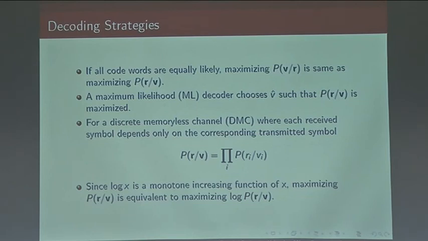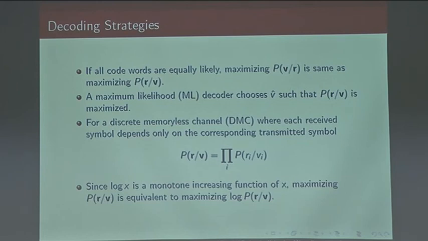Now, again, just to make it a little easier to deal with, I always like to avoid products if you can. If you take the log of this, you can replace the log of the product with the sum of the logs, so it becomes a sum rather than a product. It's an implementation thing. And since log is a monotone increasing function of x, maximizing P of R given V is equivalent to maximizing the log of P of R given V.